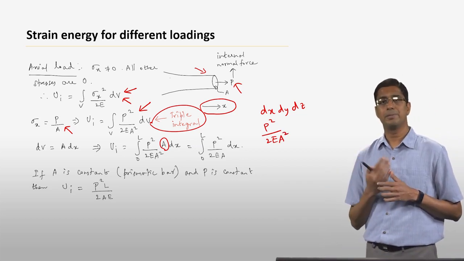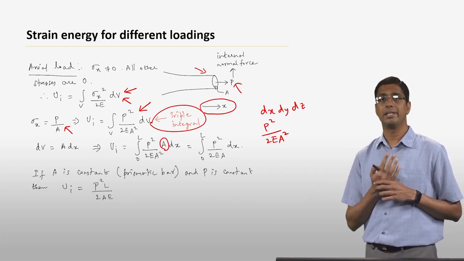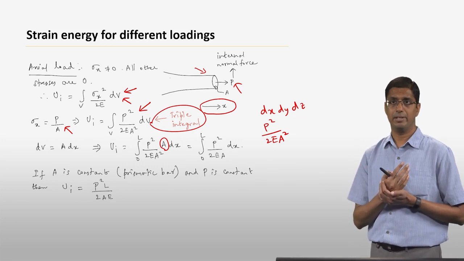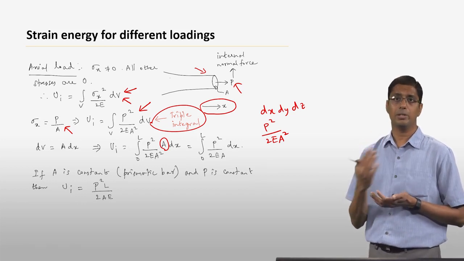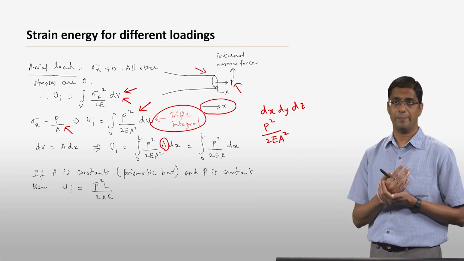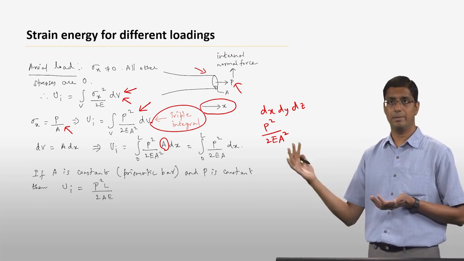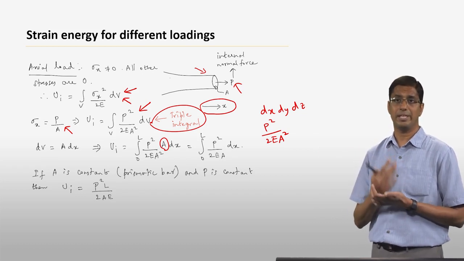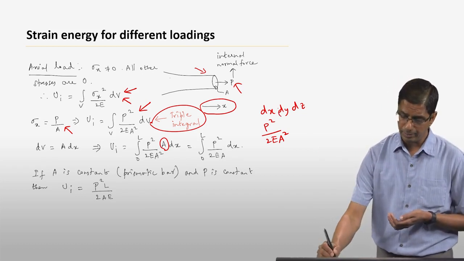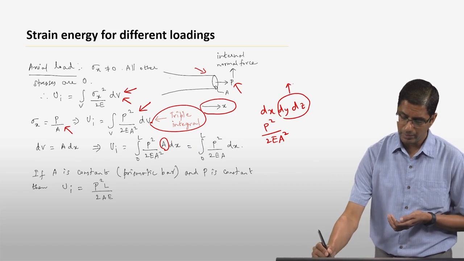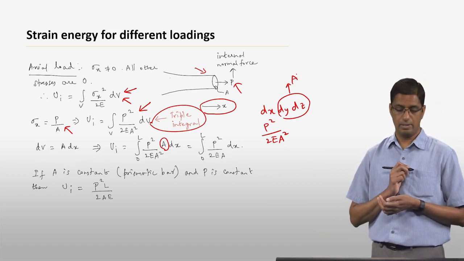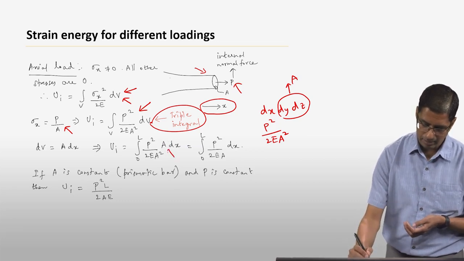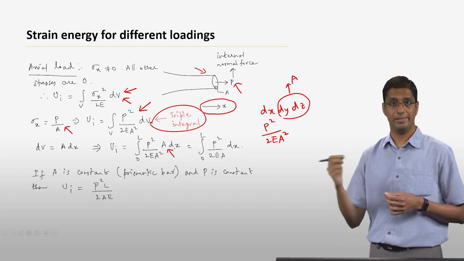But what is P? P is the force, or the internal axial force, in any particular cross section, which means that it is not going to change with respect to y and z. It might change with respect to x if the cross-sectional area changes, but it is not going to change with respect to y and z. So when you integrate over dy and dz, essentially you will get A. That is where this A comes from, by integrating over dy and dz.